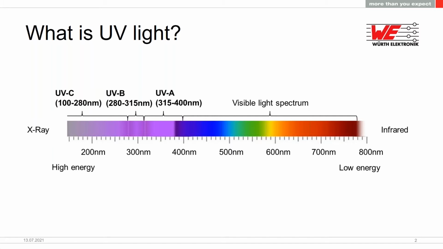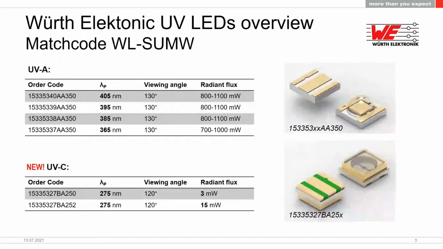Currently in our portfolio, we do have UVA and UVC LEDs. You can find them on our website under the match code WL-SUMW. There we have UVA LEDs with different wavelengths from 365 nanometers to 405 nanometers. And now also new, we have UVC LEDs with a peak wavelength of 275 nanometers. Those new UVC LEDs come in two different power groups. One product has 3 milliwatts of radiant flux and the other one 15 milliwatts. This radiant flux is basically the optical power that is emitted by the LED.